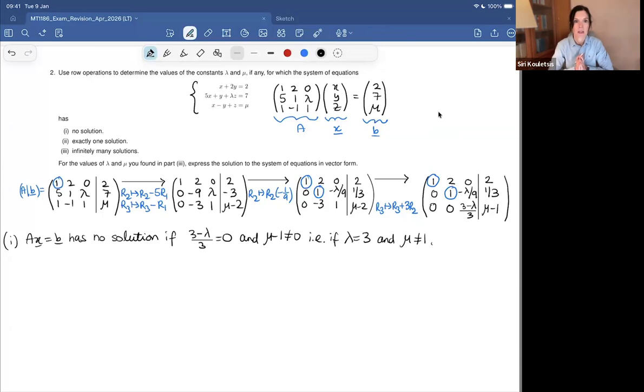Is it possible here that this system has a unique solution? Have a think about it. And again, of course, it's the third row that we have to look at here. Just a head start to think about it.